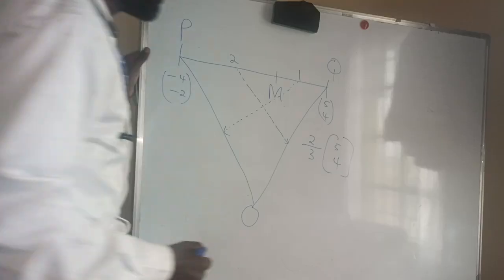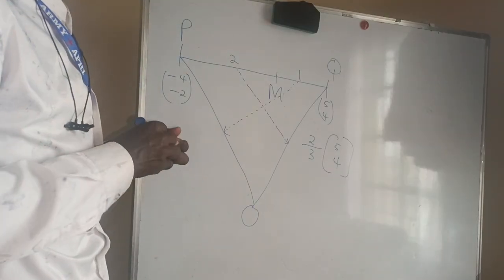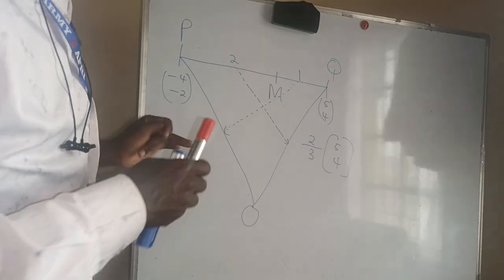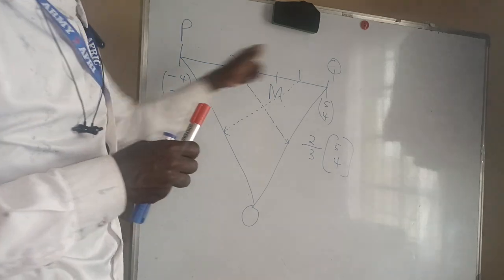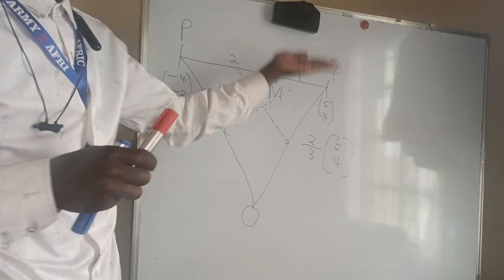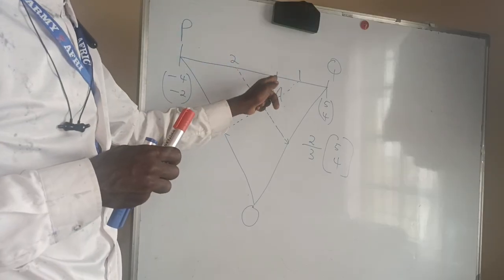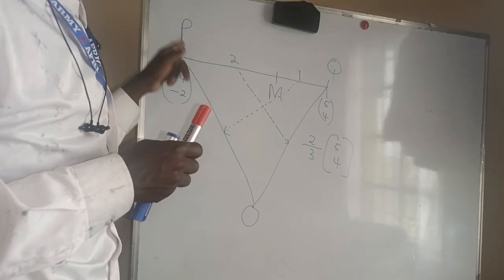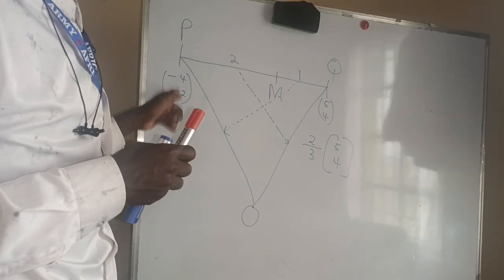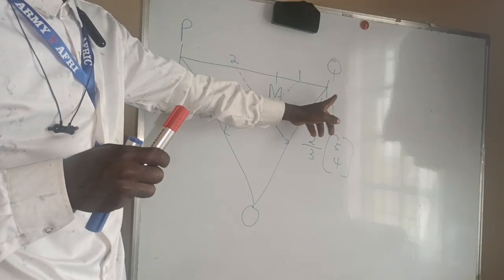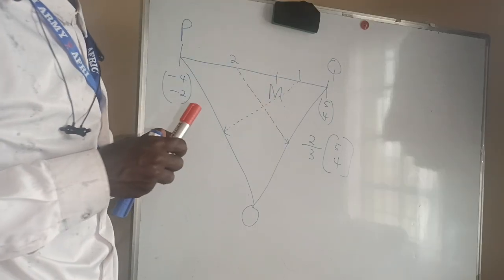The ratio theorem is normally used when you want to get the coordinates of a point that divides a line in a particular ratio. Look at this. I have point P and point Q. Point P and point Q are joined to give us a straight line, and there's a point M that divides that line in the ratio 2 to 1. The coordinates or the vector of P is -4, -2 for the value of x and the value of y. Then the coordinates of Q, or vector Q, will be 5, 4 in terms of the position vectors.